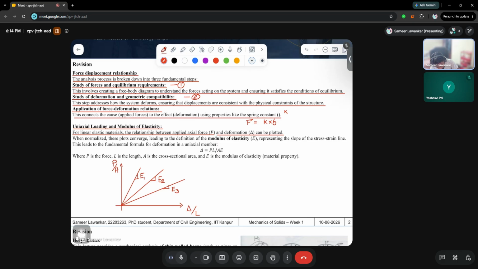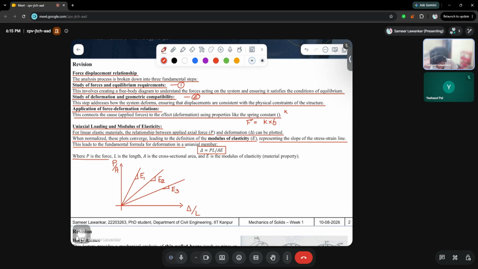For linear elastic materials, the relationship between the applied axial force P and deformation delta can be plotted. When normalized, these plots converge, leading to the definition of modulus of elasticity E, representing the slope of the stress strain line. This leads to the fundamental formula for deformation of a uniaxial member, which is delta equals PL upon AE. So this is how we get the first formula.